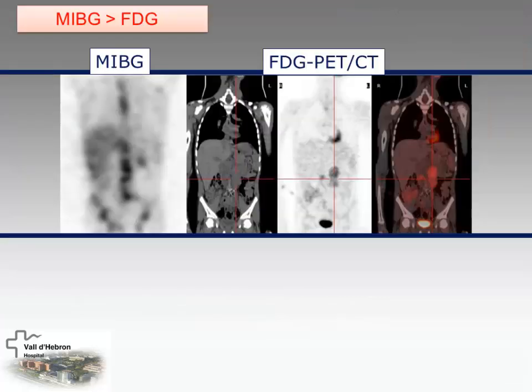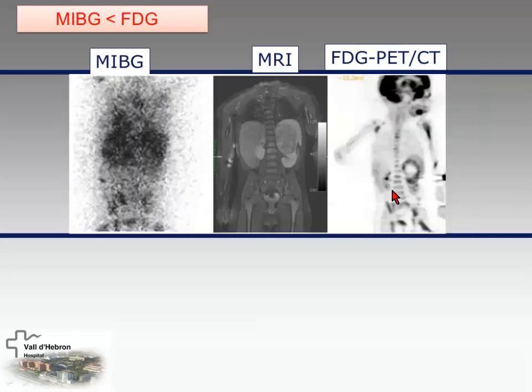Here we have one case of recidive of a stage 4 neuroblastoma. It is a recidive with multiple metastases in the spine, with MIBG uptake and without FDG uptake. And in this other case, it is the contrary. Here you have more lesions on the PET scan than on the MIBG scan.